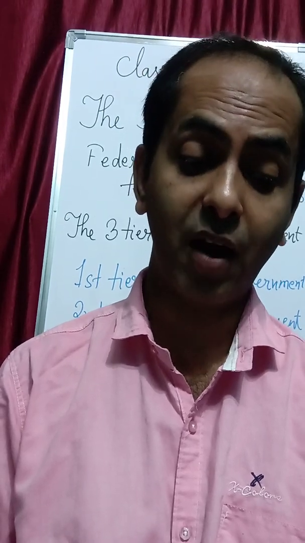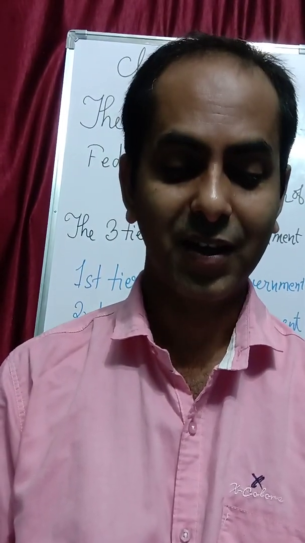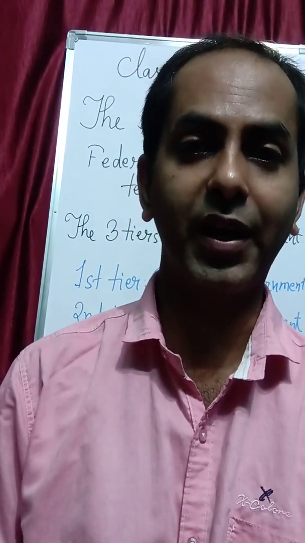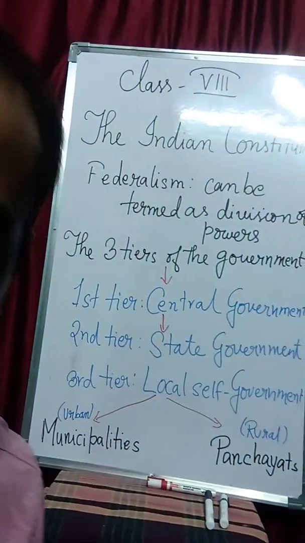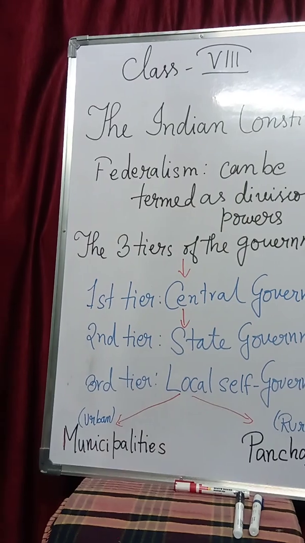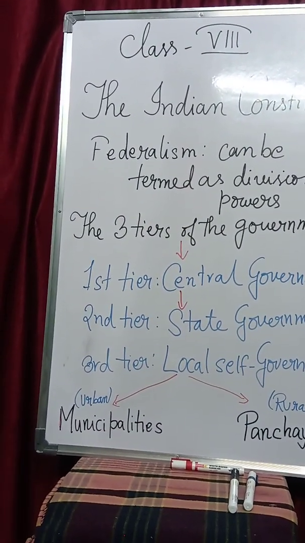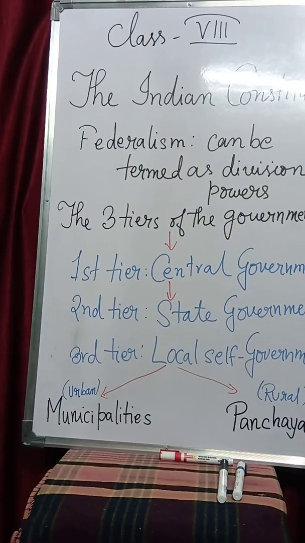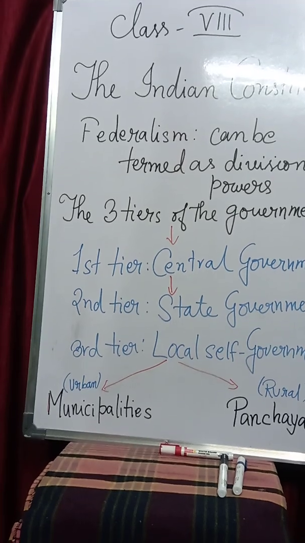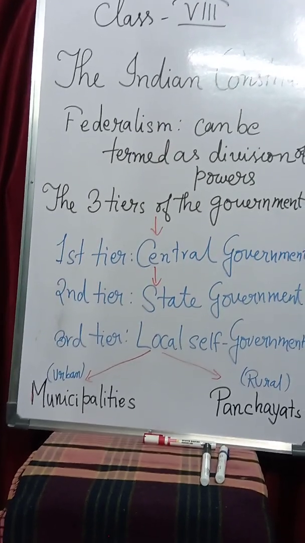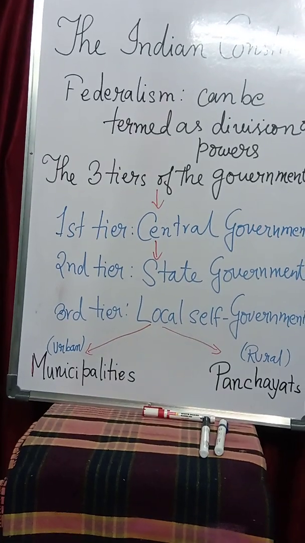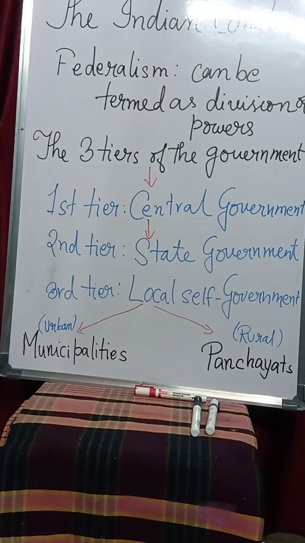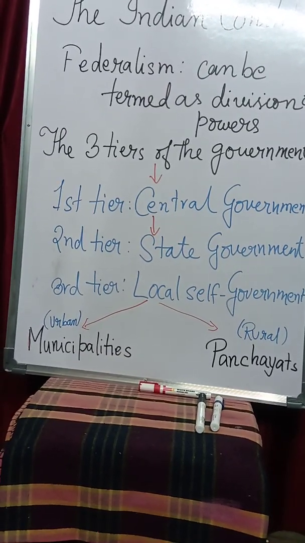That means we will read the parliamentary form of government. Till then, oh, I forgot that I should move aside so you can check what I have written on the board. So you can see that federalism can be termed as division of powers, and the three tiers of government: the first tier, central government; second tier, state government; and the third tier, local self-government. This local self-government can again be divided into municipalities for urban areas and panchayats for the rural areas.